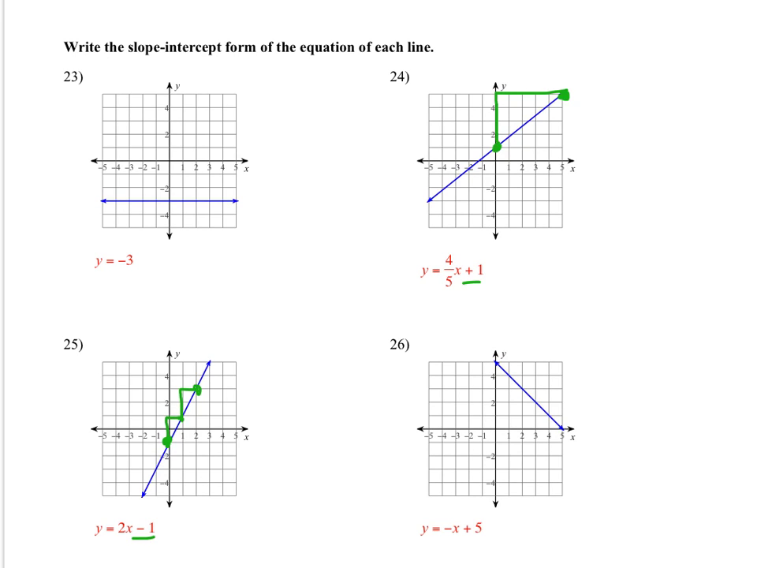And then question 26 looks a little funny. I'm starting on positive 5 right here, on the y-axis, always starting on the y-axis, and then down 1 over 1. All right, so that's going to give me my slope. They just have a negative sign, but if you are going to write negative 1 over 1x plus 5, that is also correct. So either one that makes the most sense to you.